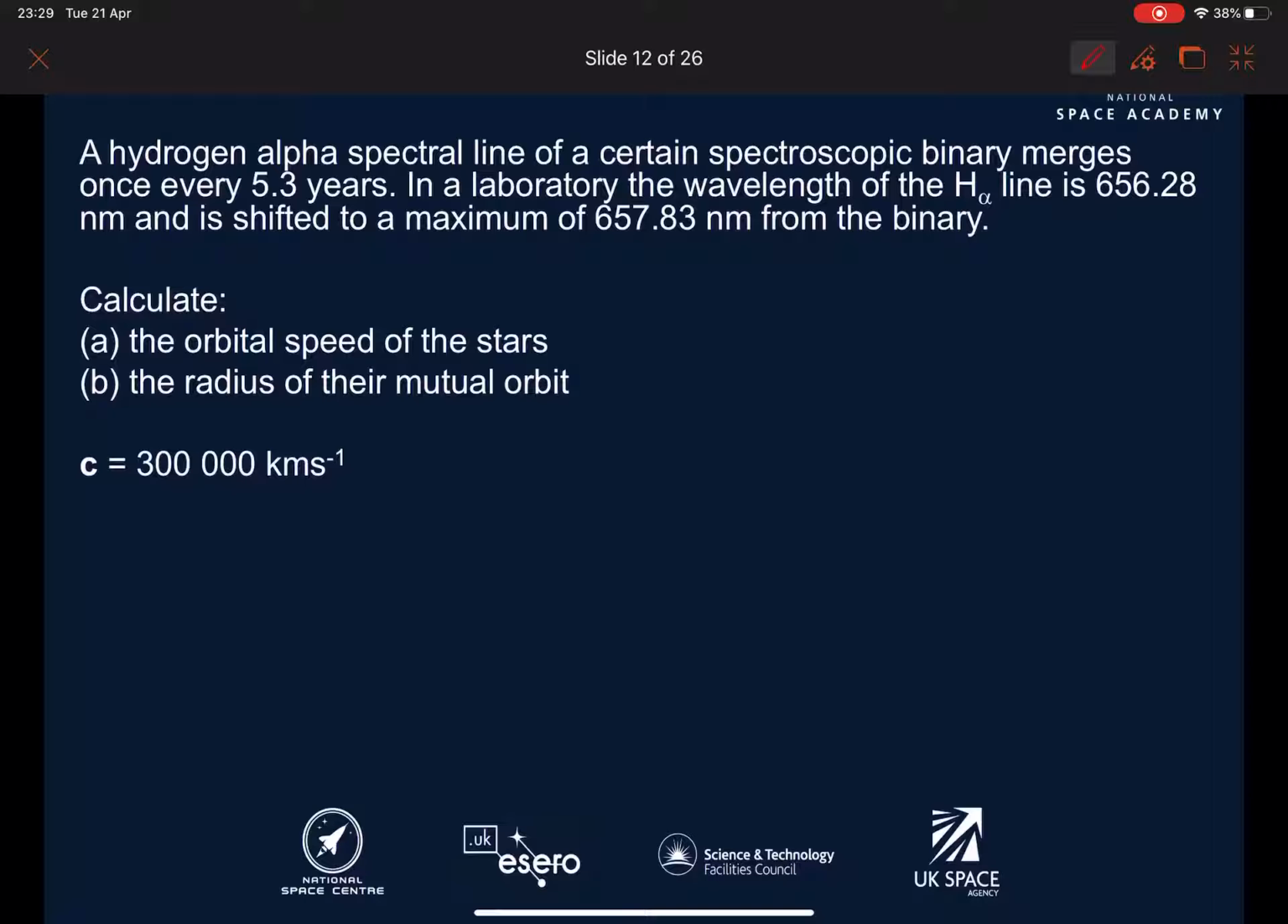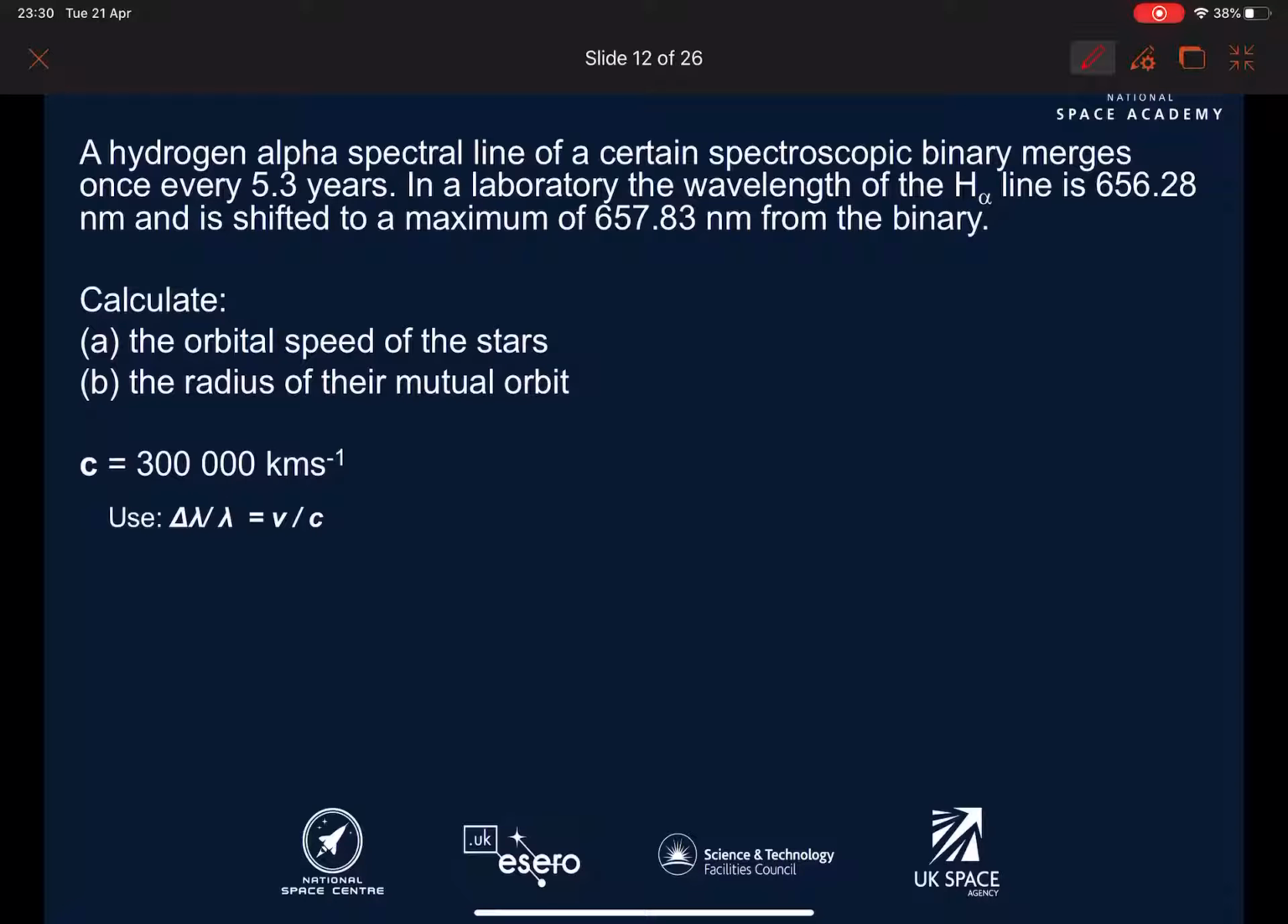Think about the diagram we just looked at. That means they are in our line of sight, one behind the other. We're also told where hydrogen alpha should be, again from a laboratory measurement. And we're told the maximum amount that it is shifted. Okay, so we've got 3 bits of info there. We want the orbital speed of the stars and the radius of their mutual orbit. They are both orbiting a common centre of mass, remember. And it just reminds us down here that the speed of light is 300,000 kilometres per second, or 3 times 10 to the 8 metres per second.